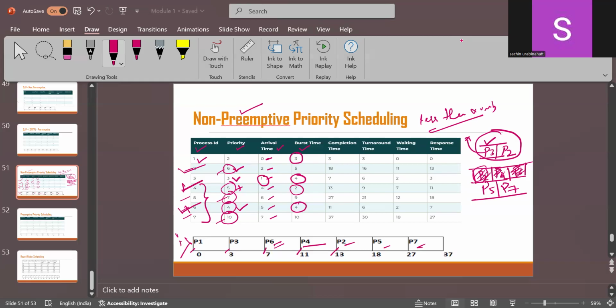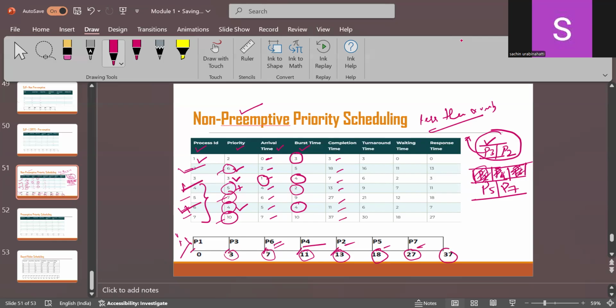Once the Gantt chart is ready, definitely we can easily calculate the completion time. What is the completion time of P1? It is 3, P3 is 7, P6 is 11, P4 is 13, P2 is 18, P5 is 27 and P7 is 37. That is how we have calculated the completion time. Seeing the Gantt chart, we can easily calculate this completion time.